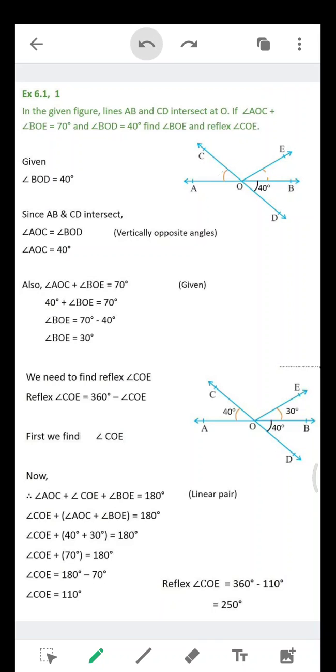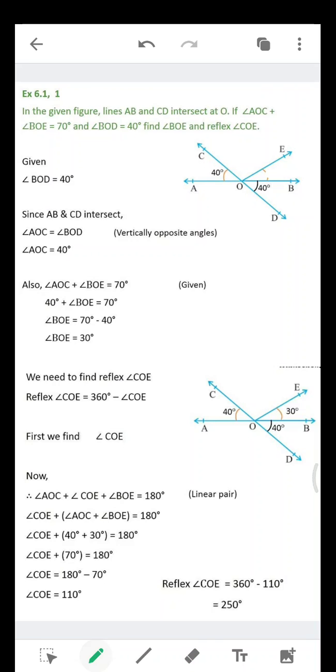One more angle is given, that is BOD. BOD is given as 40 degrees, which I have written here. Since AB and CD intersect each other, let's begin our solution now. I can say BOD and AOC are vertically opposite angles. Which angles are these two? Just now I said these two angles are vertically opposite angles. So I can say that AOC is also equal to 40 degrees.